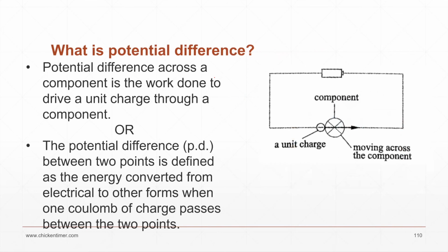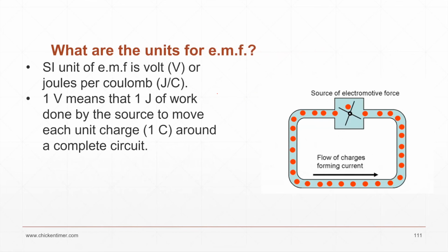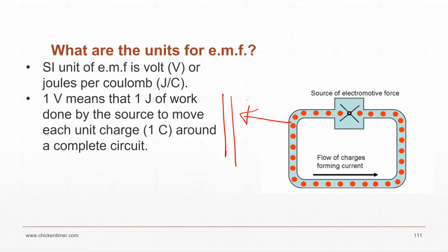Then potential difference, the definition is this. But all of them, their units is in volts or joule per coulomb. They may ask for this. What is 1 volt? It means that 1 volt is 1 joule of energy done by a source to move a unit charge around a complete circuit. So EMF is for a complete circuit.